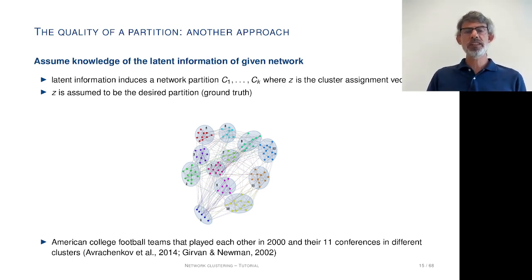So we can use this information as the ground truth. For example, the information of which league a team is in is the ground truth. And my algorithm would then try to reveal this information using just the network structure. So that's a different way to assess the quality of a partition.